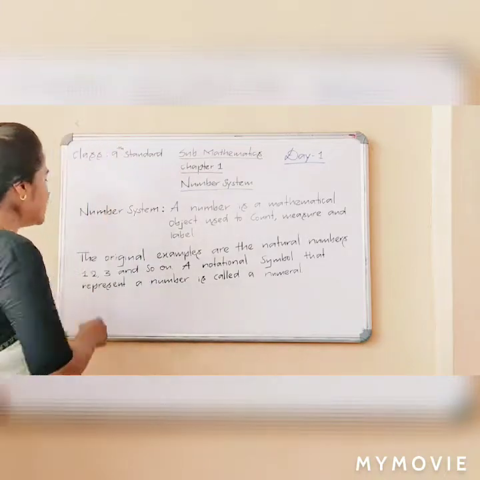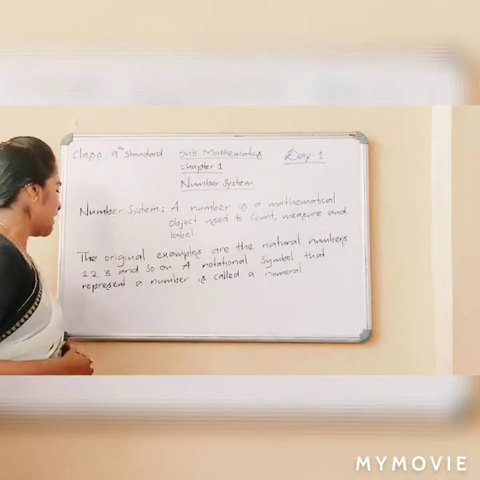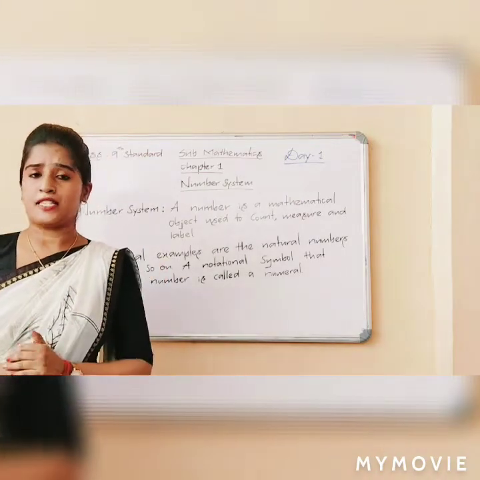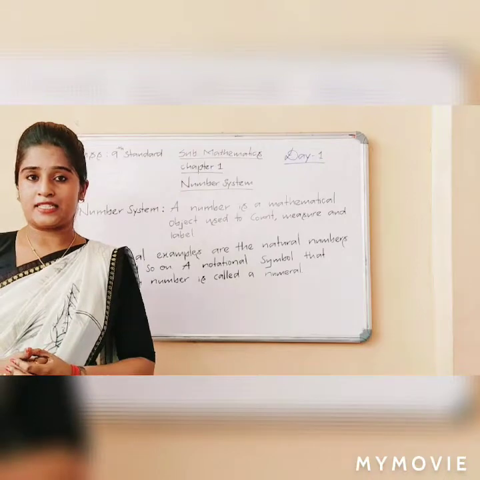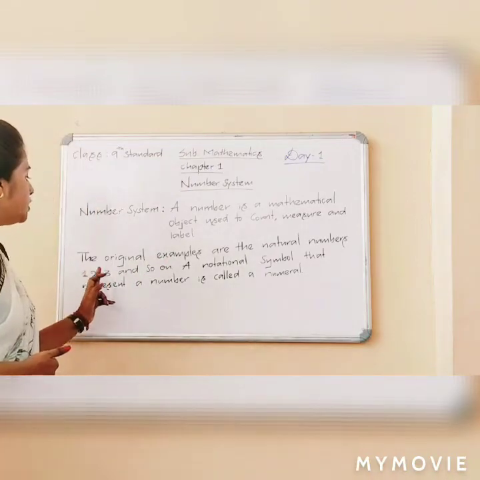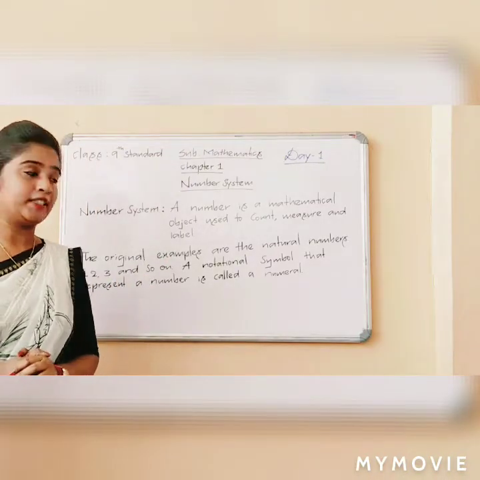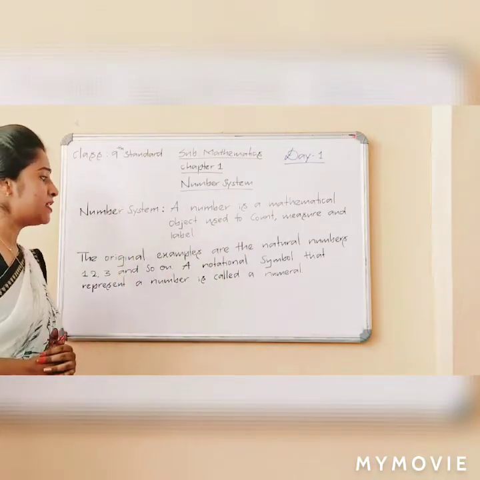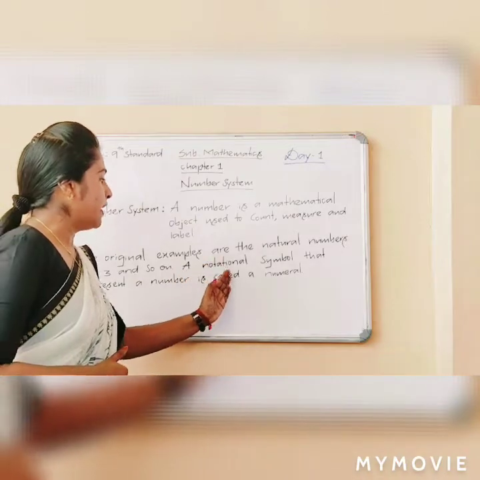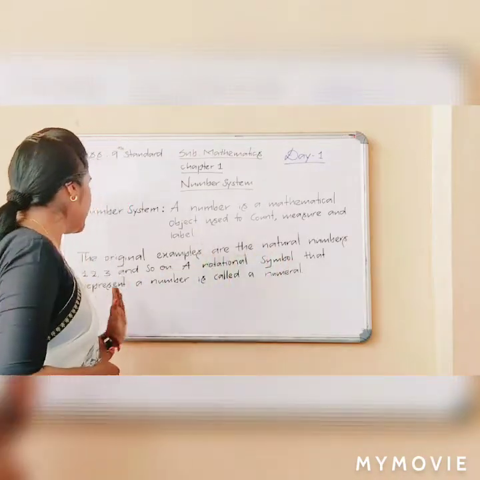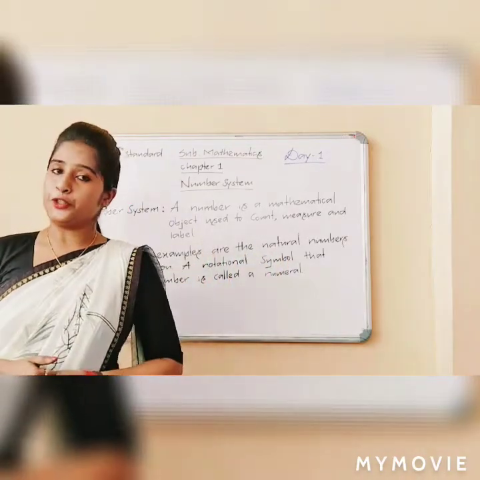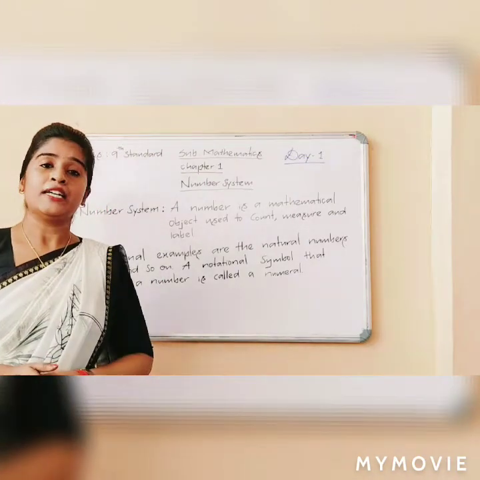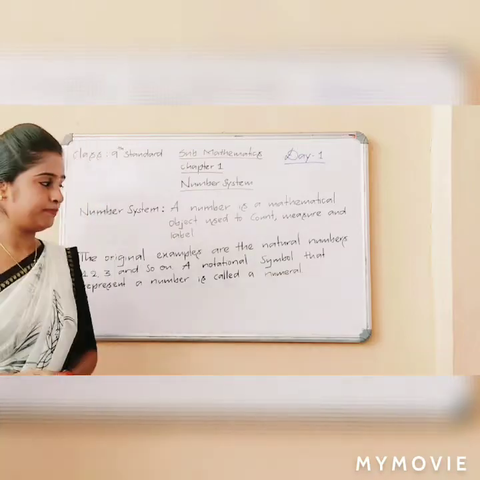Here the original examples are the natural numbers, which start with 1. All counting numbers are said to be natural numbers. We will discuss that later. Here 1, 2, 3 and so on up to infinity are the natural numbers, which are examples of the number system. And a notational symbol that represents a number is called what? A numeral. A notational symbol which represents a number is said to be a numeral.